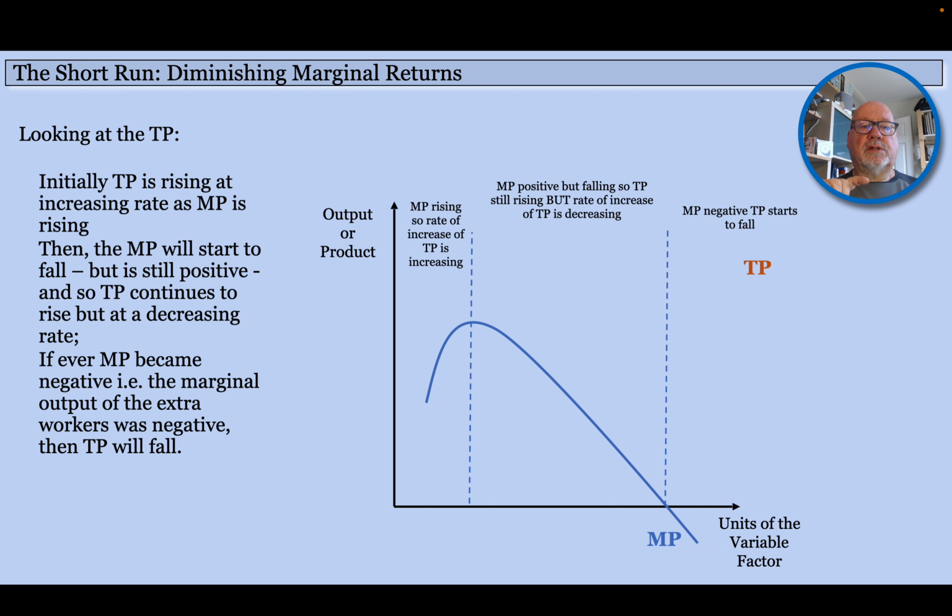So a graph showing that relationship is this one here, where we see the total product is rising. So this is the total output as I keep adding variable factors. It's rising at an increasing rate. Then it's rising but at a slowing rate. And then total product is falling when marginal product has become negative. So you'd need to know that for some multi-choice questions, not many.